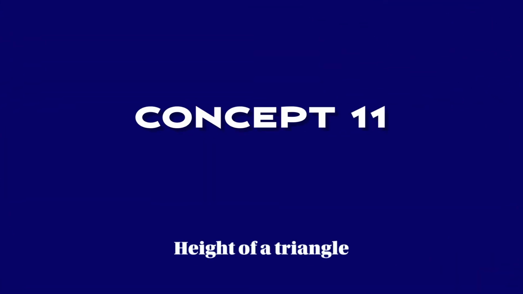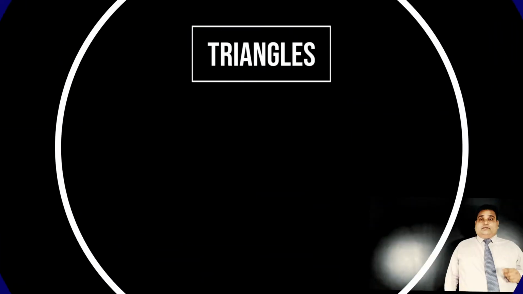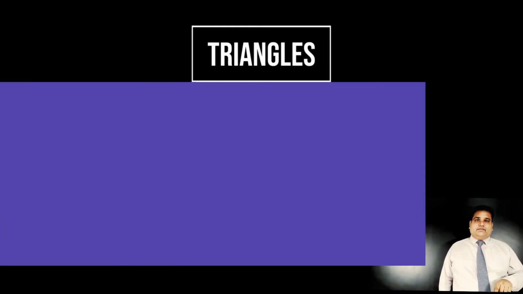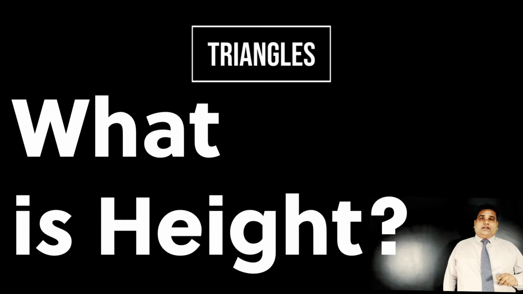So concept number 11, height of a triangle. What is the height of a triangle? It is the perpendicular distance between the base and the vertex opposite to it. So base and the opposite vertex, that is the height of a triangle. Not only for a triangle, but for any figure we can find the base and the perpendicular distance to the opposite vertex. That is the height.